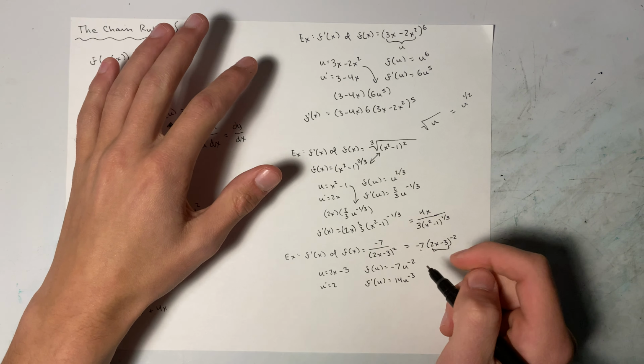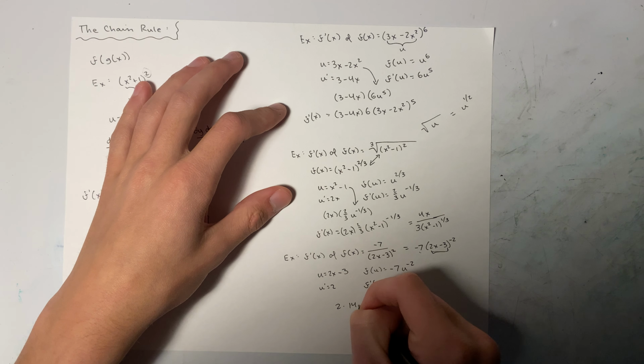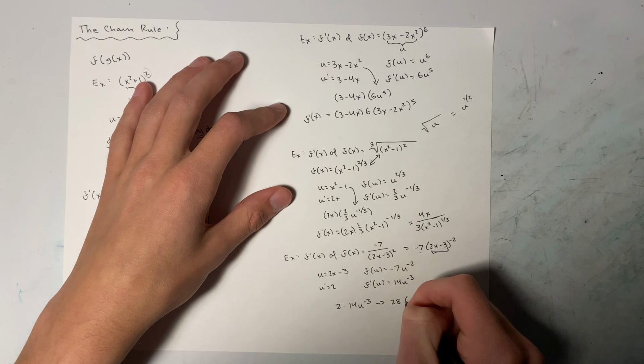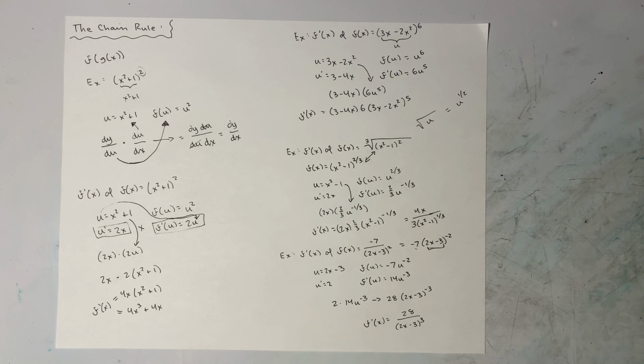And then we can multiply this all out together. So we have 2 times 14 u to the negative 3, which just becomes 28 times 2x minus 3 to the negative 3. And we can further simplify this as f prime of x is equal to 28 over 2x minus 3 cubed. And there you go. That's all there is to it, to the chain rule. And just remember, you got to use this when you have a function inside of another function. And yeah, it's going to be a pretty useful rule.